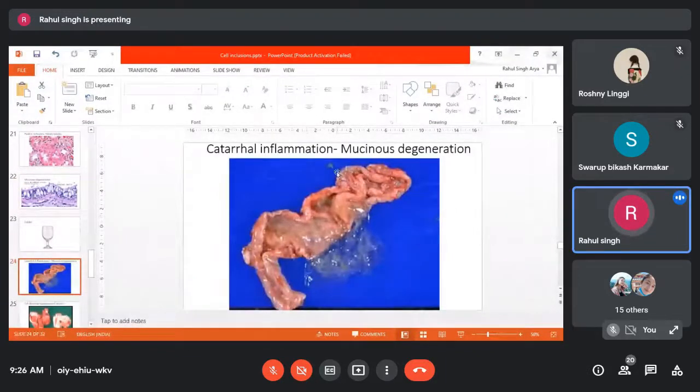This is the organ, say intestine or uterus or the respiratory passage, whatever it is. And here they have opened up the organ, and you can see the jelly-like mucus has come out. Extensive production of mucus happens when we suffer from cold. A lot of thin slimy discharge comes from the nose. That is the catarrhal inflammation of the nose.